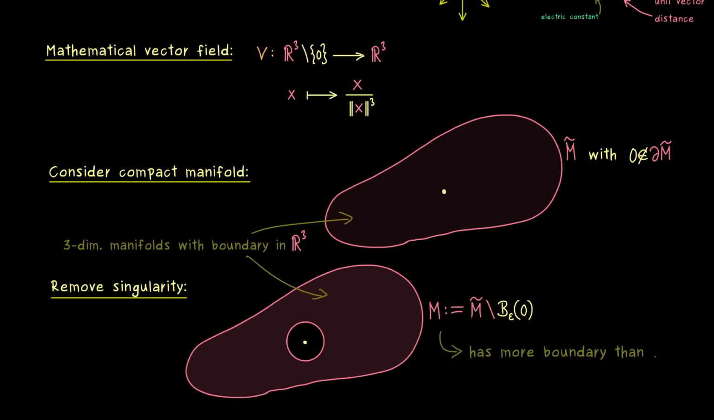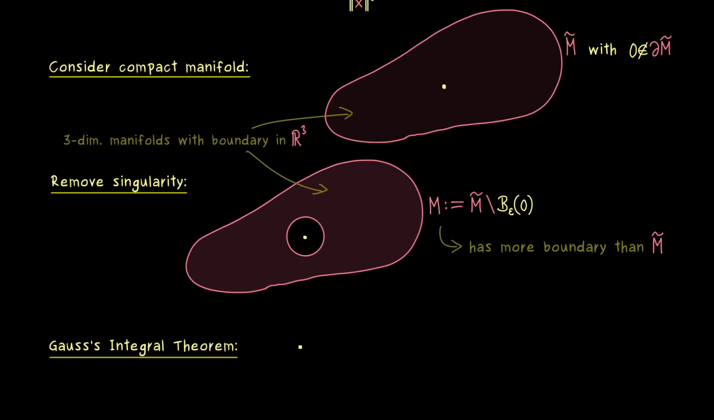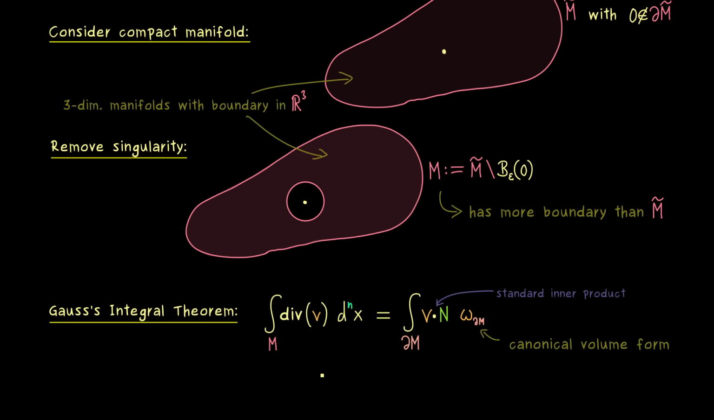This is important in Gauss's integral theorem because we will integrate over the whole boundary. Therefore, at this point, we should recall Gauss's integral theorem. It's a special case of Stokes' theorem and here perfectly applicable in R3. It's an identity of integrals where we have the divergence of v on the left hand side and the inner product of v with the outward pointing unit normal vector on the right hand side.